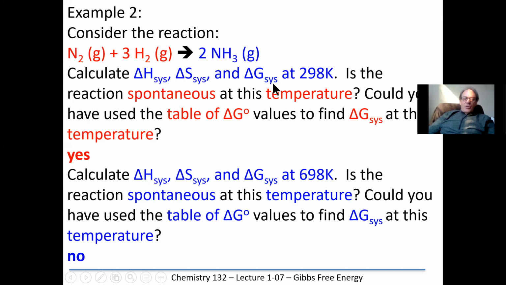Because delta G is temperature sensitive, we cannot use that table to calculate delta G values at any temperature other than 298. At 698, we're going to have to use delta G equals delta H minus T delta S. We're going to have to figure out delta H and delta S, and then substitute the temperature in to calculate delta G to determine if it's spontaneous. Remember the graph showing that delta H and delta S are relatively temperature independent. That's why we can use that little bit of trickery to solve this question.